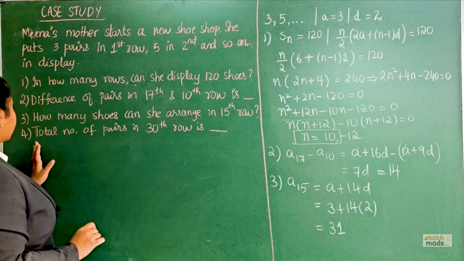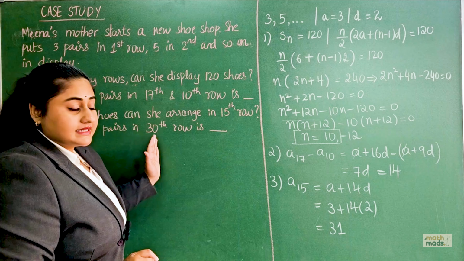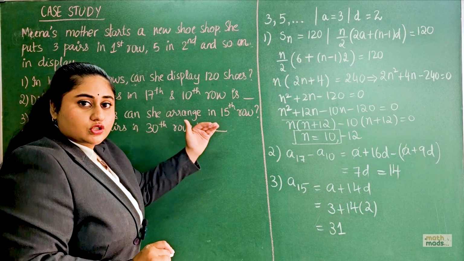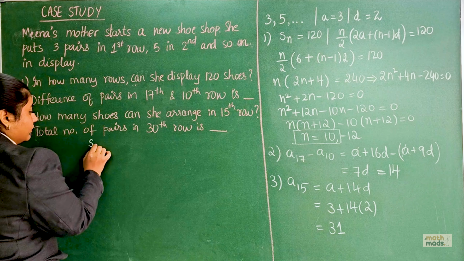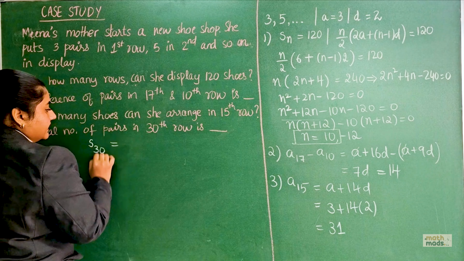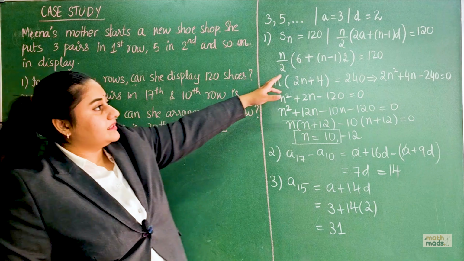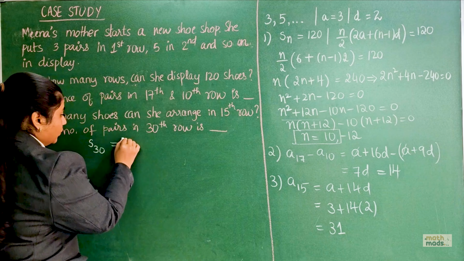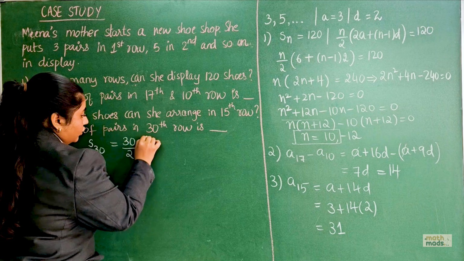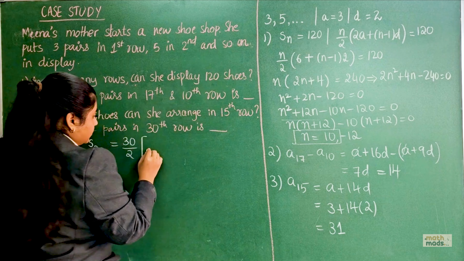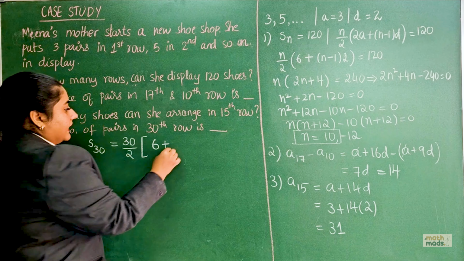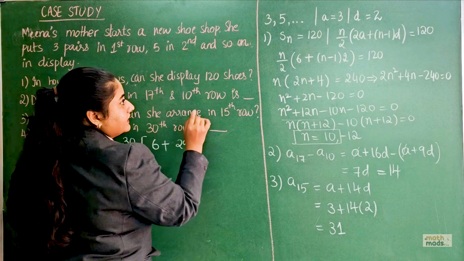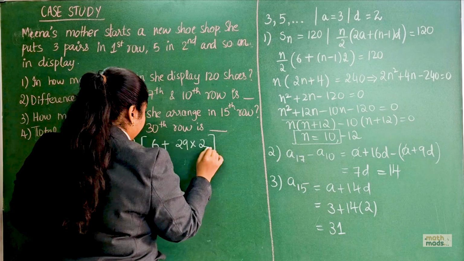Okay. Now the last question. Total number of pairs in the 30th row. So if I have 30 rows, then how many shoes will I have? So I have to find S30. S30 is nothing but, again I have to just apply the same formula. So n by 2, so 30 by 2 into 2a. What is a? 3. So 2a is 6 plus n minus 1, that is 29 into d. d is 2, 29 into 2.